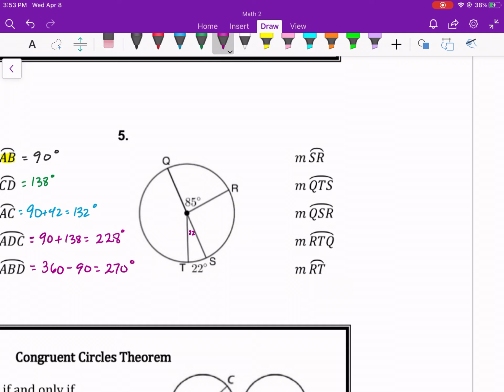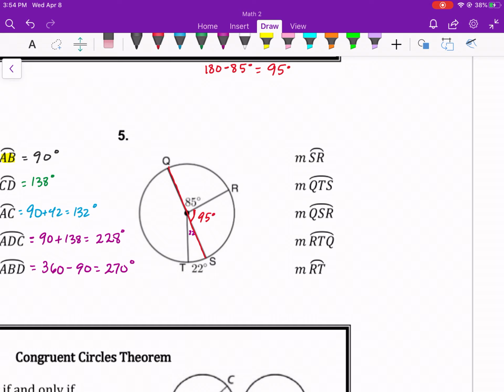But this one's going to be a little more exciting. I'm going to indicate the diameter, which is right here. Since that's the diameter, arc QRS is actually going to be a semicircle. So I can go ahead and find this angle right here by subtracting 85 from 180, because a straight line forms 180 degrees. So I got 95 degrees.